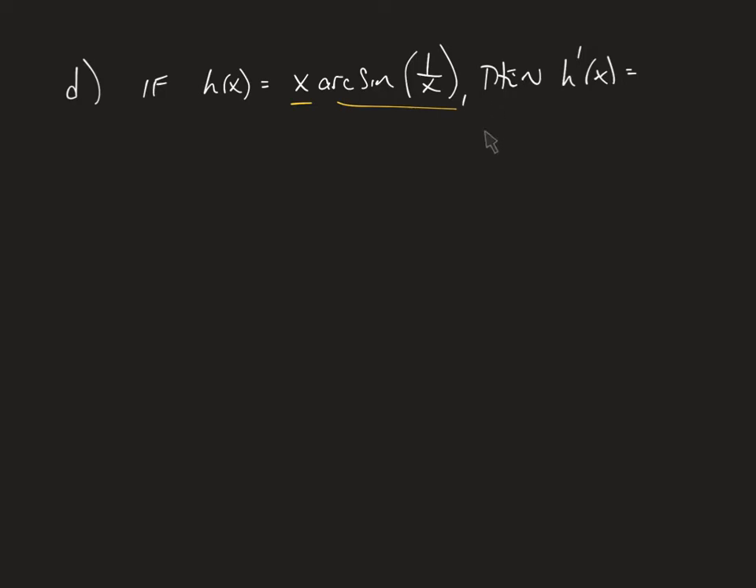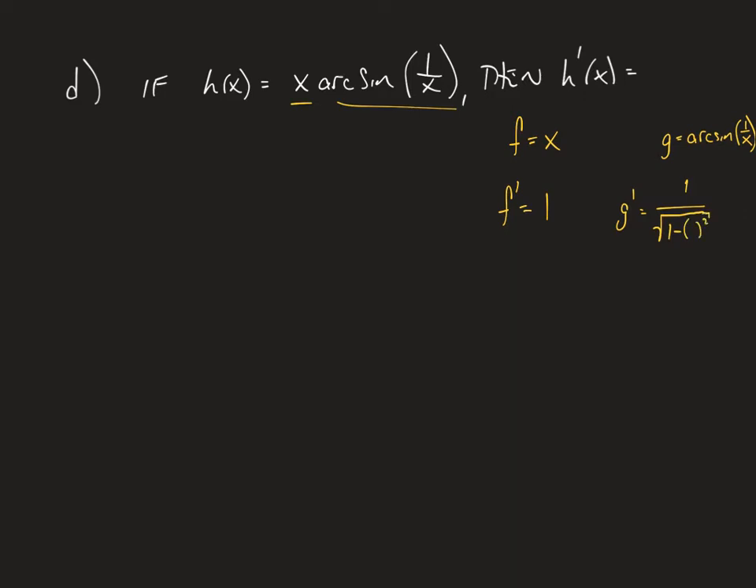So I'm going to call my f function x, and I'm going to call my g function arc sine of 1 over x. This is going to be an easy derivative to take. The derivative of x is 1. The derivative of my g of x function is going to be a little bit trickier because I've got to remember the derivative of inverse sine. So the derivative of arc sine of anything is 1 over the square root of 1 minus that thing squared.